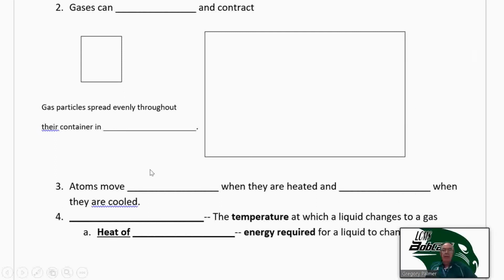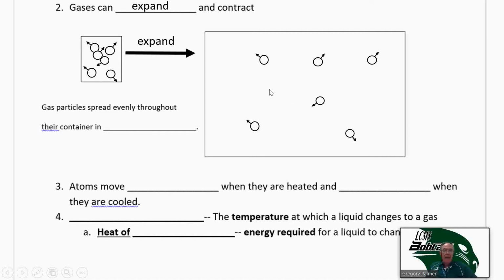Because they have no connections, they can do some special things. They can expand and contract. So I got our 6 particles here in this little container. And if we move them over to this container, they will expand and fill all of this space. If this is like a bicycle pump, it's going to take the air in the pump and it's going to squeeze it down and put it into the ball or the tire or wherever you're putting it. So the gas particles can also be squished together and they can contract.